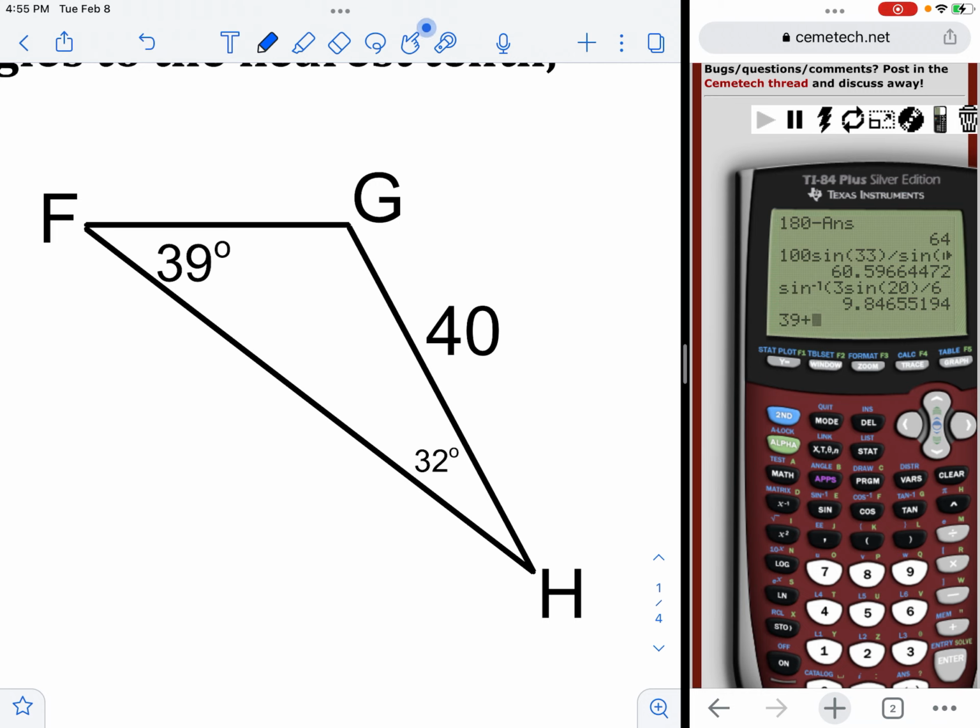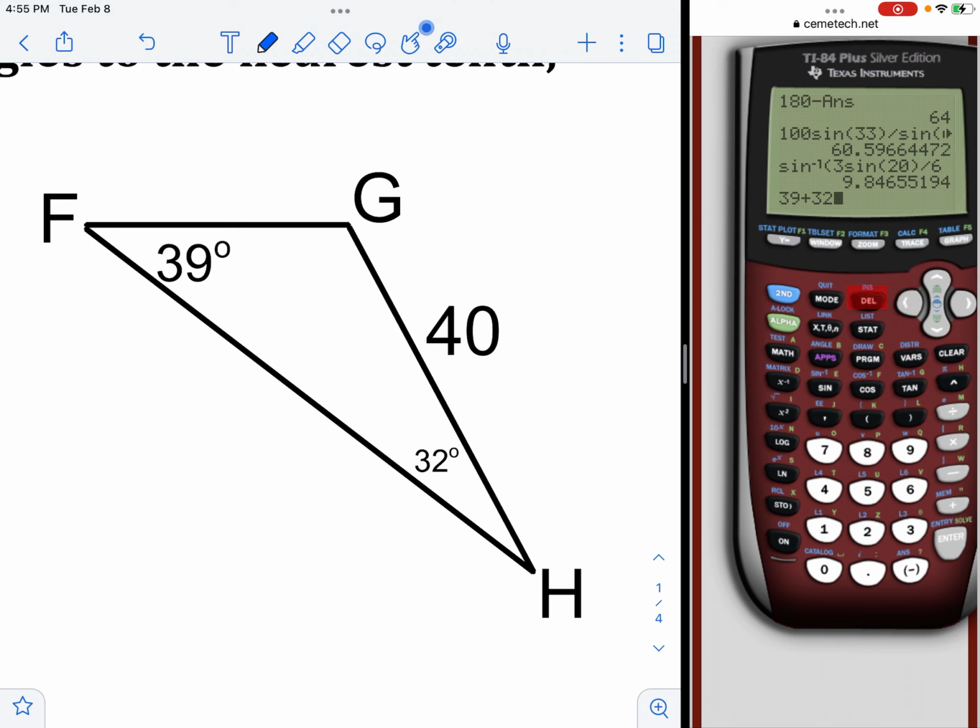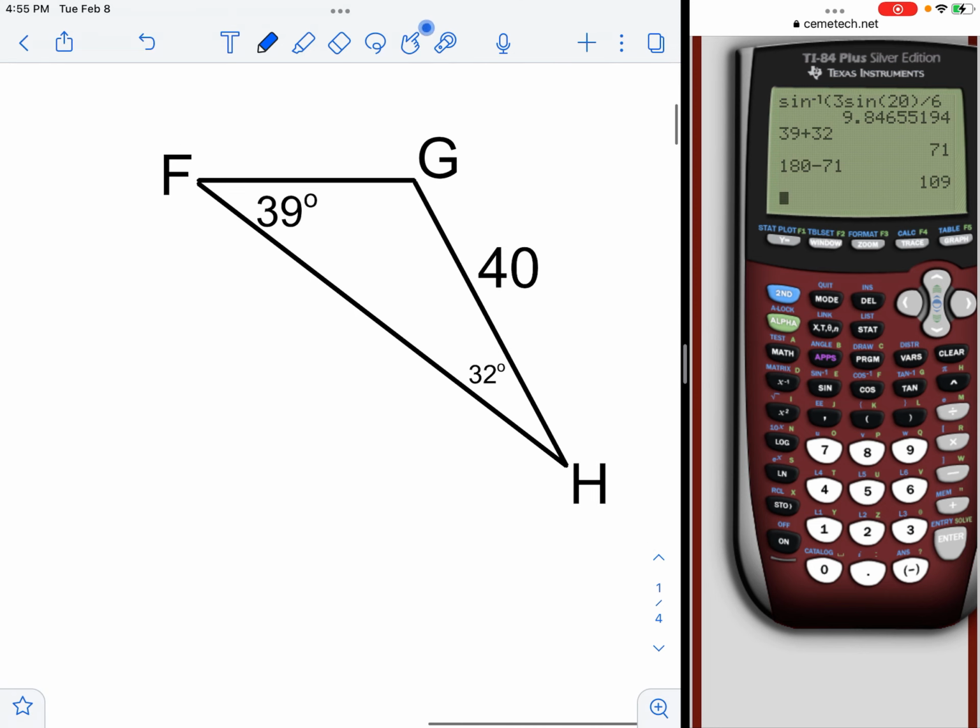So I have 39 plus 32. Oopsies. Delete that. Equals 71. 180 minus 71 is 109. So this is not a right triangle. So this is an oblique triangle, so I have to use the law of sines or the law of cosines.